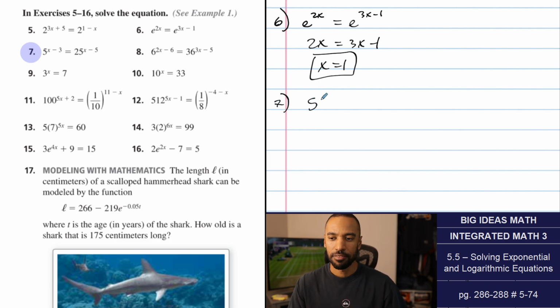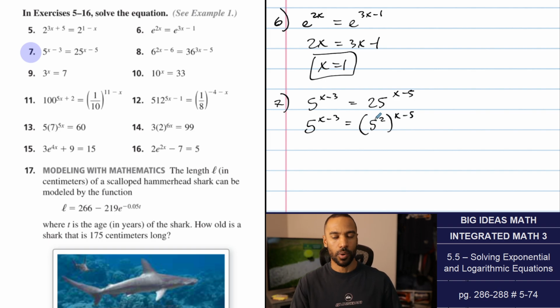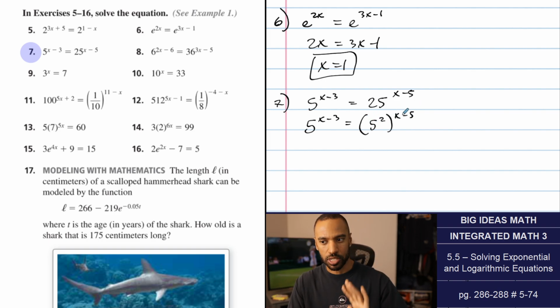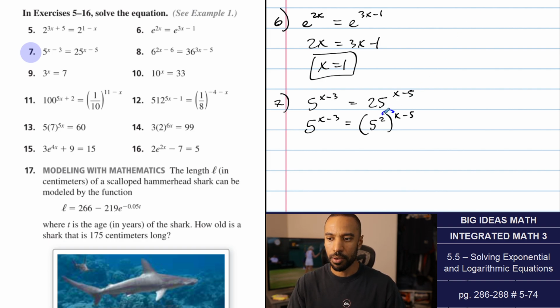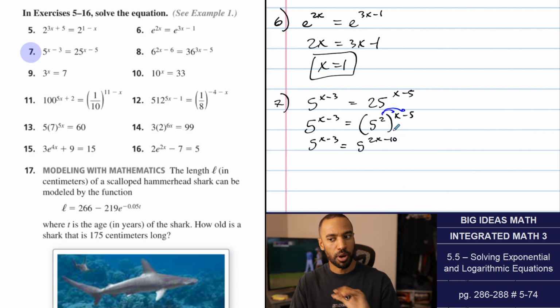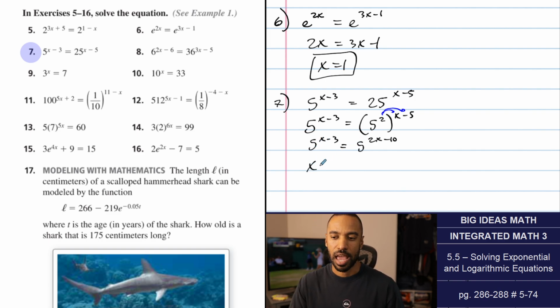Number 7, 5 to the x minus 3 power equals 25 to the x minus 5 power. Well, these bases don't match. So what I want to do is match the bases. 25 is also 5 squared. So if I leave this as a 5, turn this one into 5 squared, now I can get these bases more matching. This is still a 5 squared base, though. I need to turn it into 5 to just a single power. 2 needs to distribute and multiply with the x and -5, and this becomes 5 to the 2x minus 10. Remember, it multiplies to both, not just the x. Now the bases match. Now we can set the exponents equal to each other and continue solving.